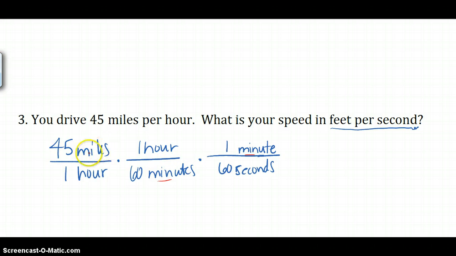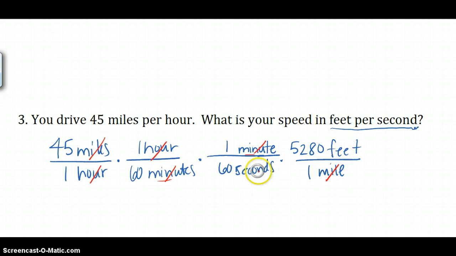The only thing we have left is we need to change this miles into feet. So you have to know how many feet are in a mile, and if not, look it up. There's 5,280 feet in 1 mile. And again, I keep the units on because in the end, I don't want miles, they have to cancel out, and the only way that's going to happen is if one is on the top and one is on the bottom. So I cancel out all my common units, so my miles cancel, my hours cancel out, my minutes cancel, and I'm left with feet per second, which is what I wanted.